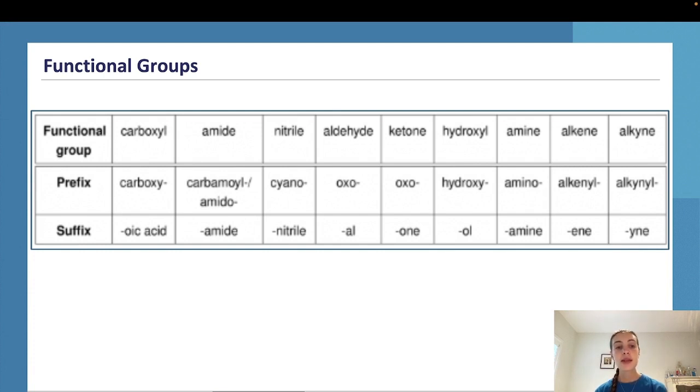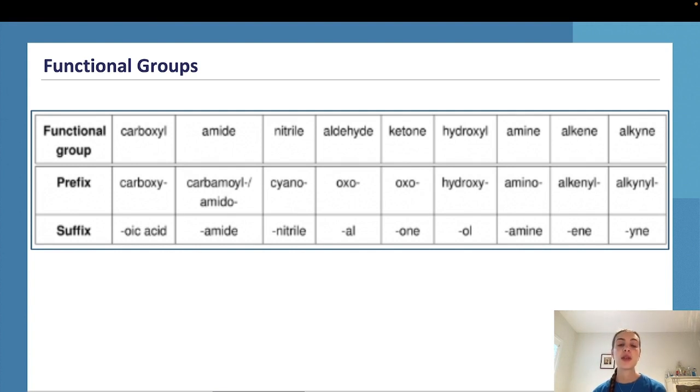With amides, generally the suffix will be amide. However, sometimes the prefix of carbamoyl or amido is used, and that will be used typically if it is a lower priority functional group. Same with nitriles, we're typically using the suffix of nitrile. However, sometimes the prefix of cyano is used for when it's a lower priority functional group.